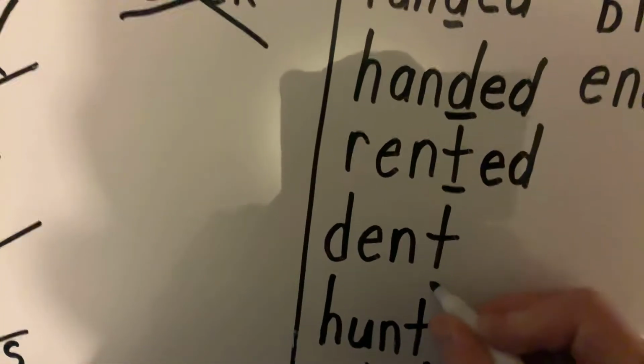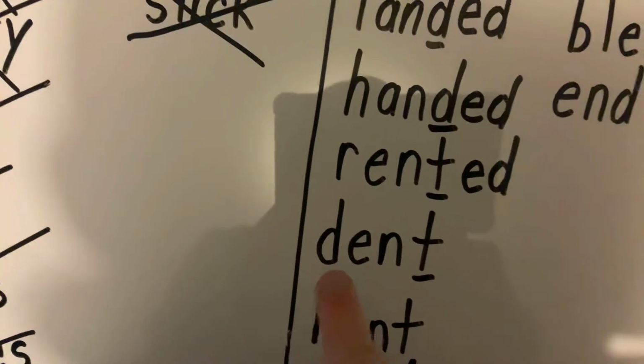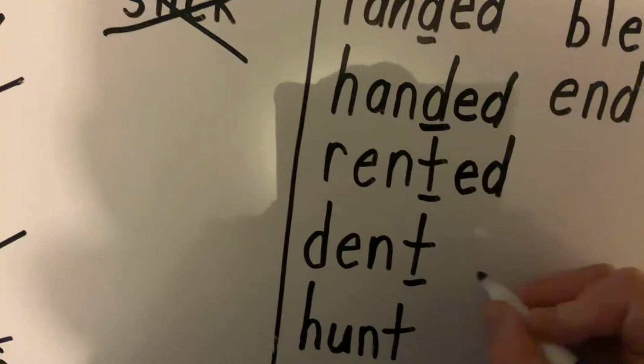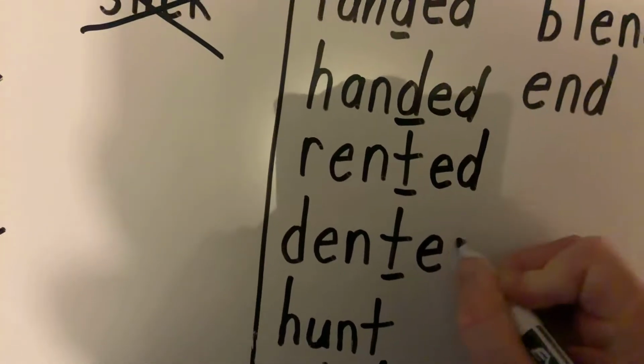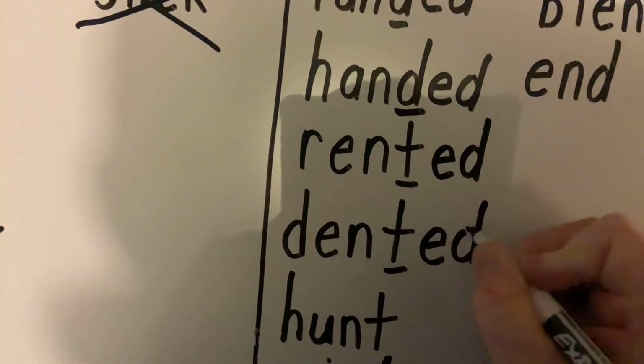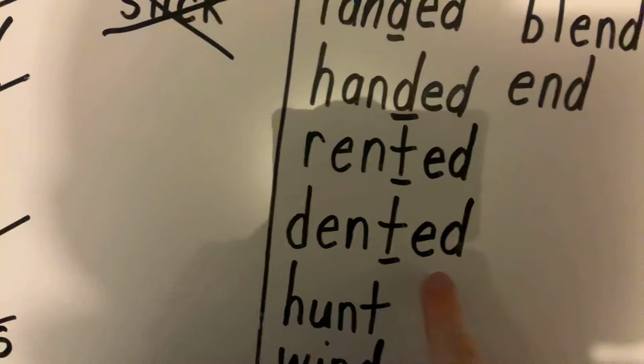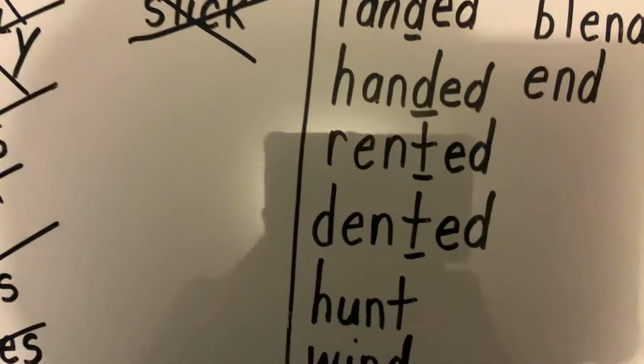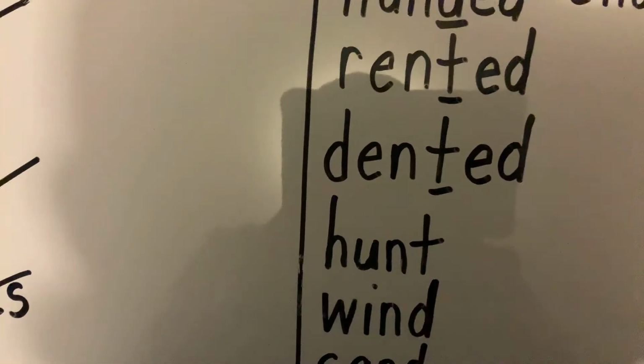Oh, here's our base word. It ends in a T. Dent. Dent. Add our suffix ed. Dented. He dented my car yesterday. It already happened. Here's another one.